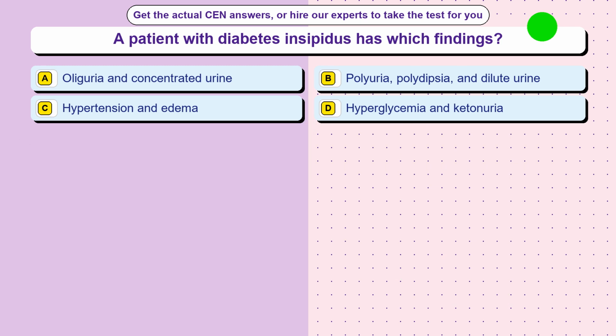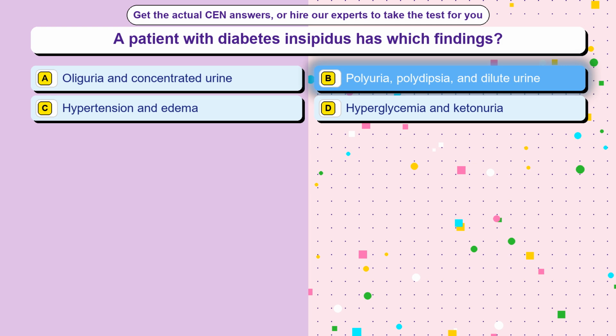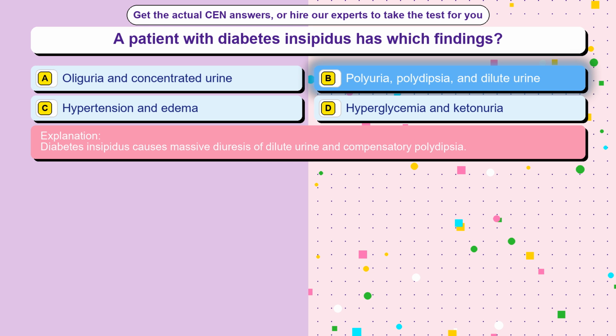Question 8. A patient with diabetes insipidus has which findings? Option A, oliguria and concentrated urine, Option B, polyuria, polydipsia, and dilute urine, Option C, hypertension and edema, Option D, hyperglycemia and ketonuria. The correct answer is Option B, polyuria, polydipsia, and dilute urine. Diabetes insipidus causes massive diuresis of dilute urine and compensatory polydipsia.